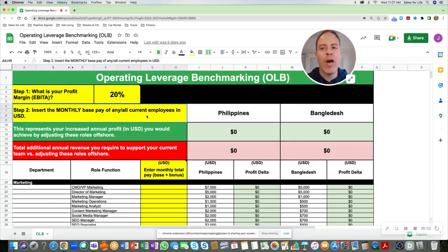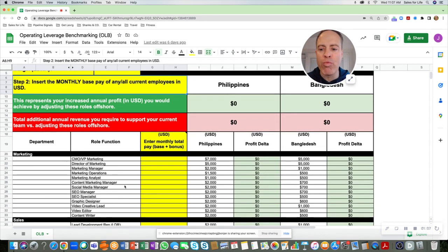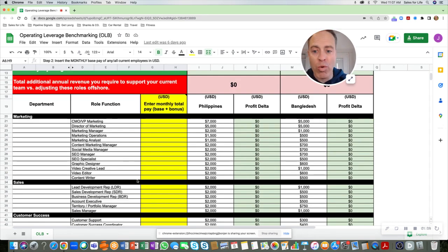Step number two, I want you to insert the monthly fees. That could be base salary, that could be on target earnings, commissions, bonuses that you're currently paying to your existing teammates for every role. And you can alter these roles as you can see in this spreadsheet, but take a role or roles in your organization and plug in an amount that is meaningful to you. So as an example, your CMO might be paid $10,000.